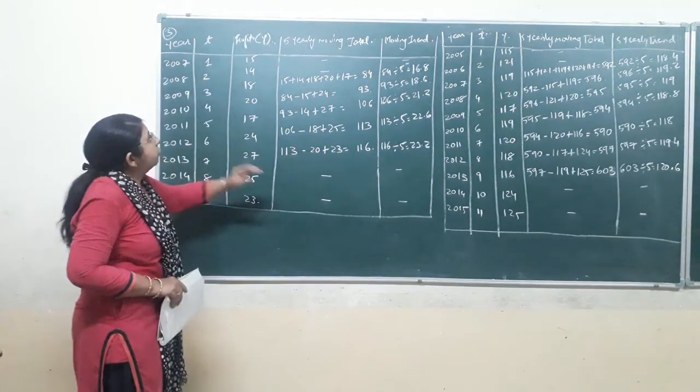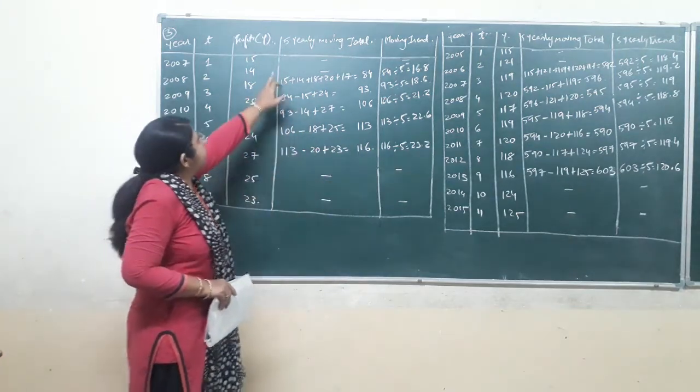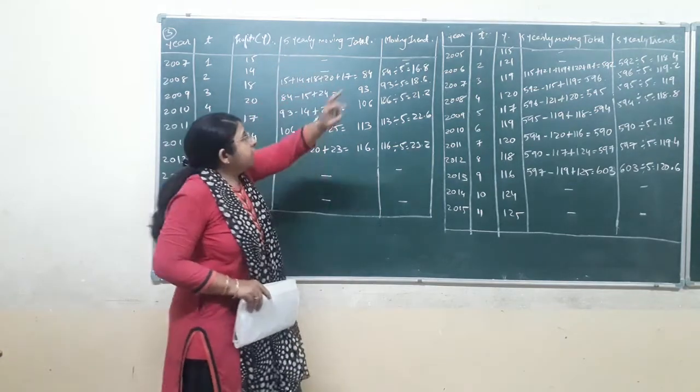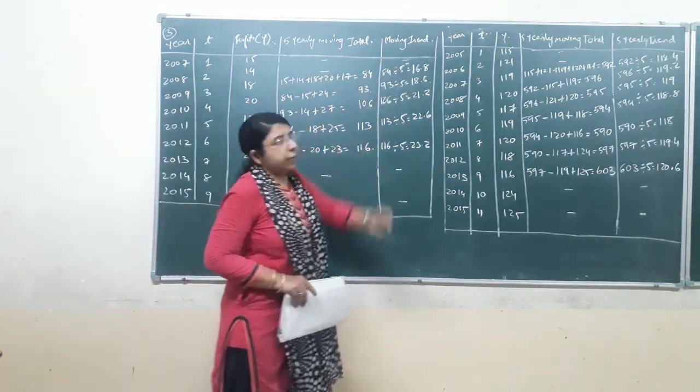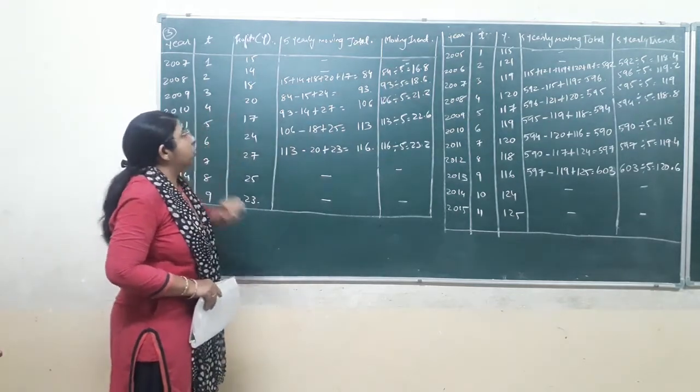Now the next 2 columns are important. As you can see, the 4th column heading is 5 yearly moving total, and the last column heading is 5 yearly moving trend. First of all, how to find the total over here?